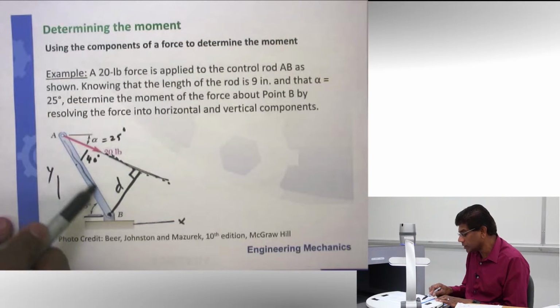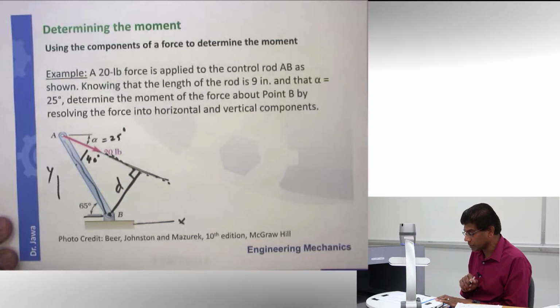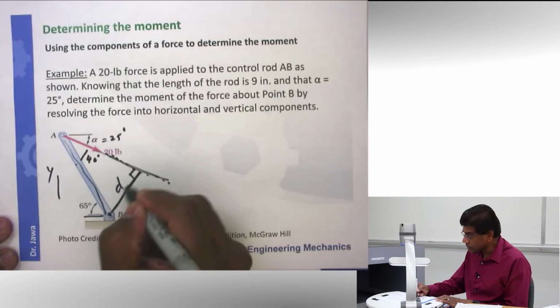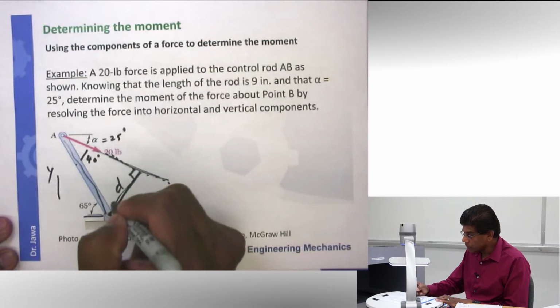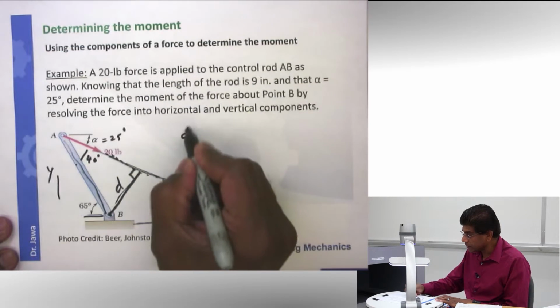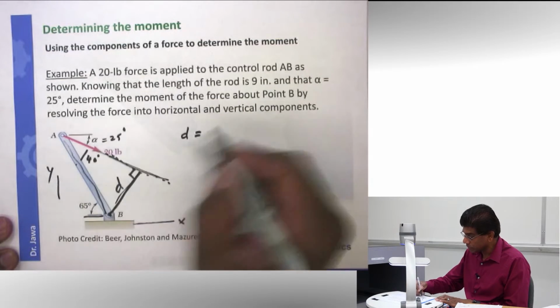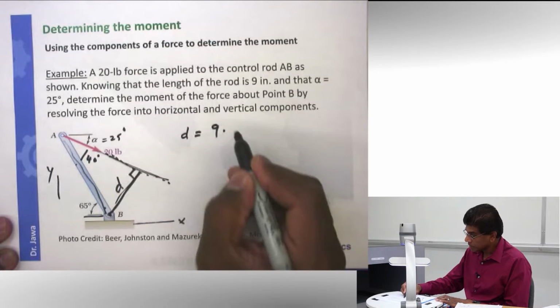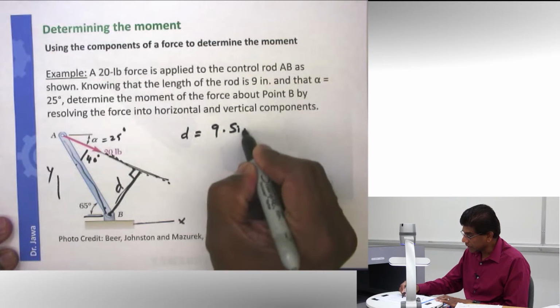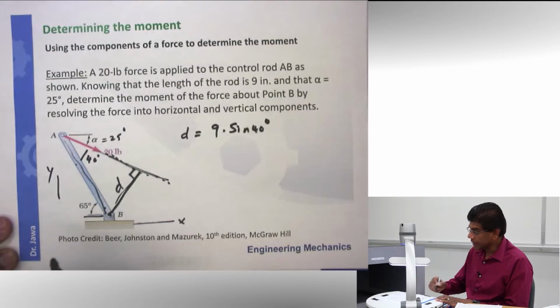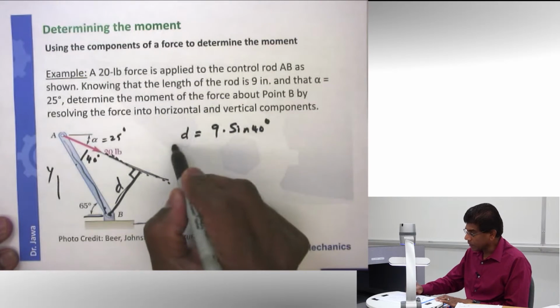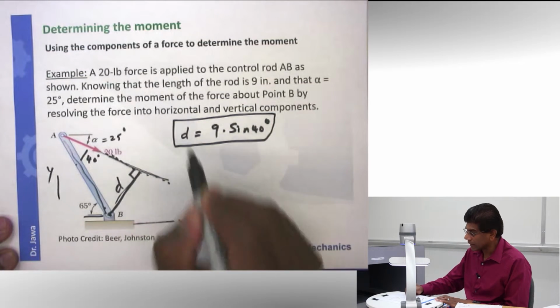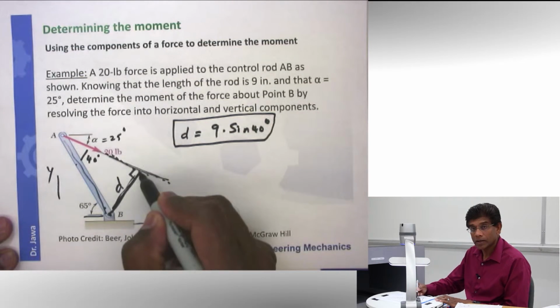Realize this is 9 inches. From distance A to B is 9 inches. And if I want to calculate this d using trigonometry, I can say the distance d is equal to 9, this distance, times sine 40 degrees. All right? I'm not going to calculate that. I will let you calculate that. But that's the distance, the perpendicular distance.